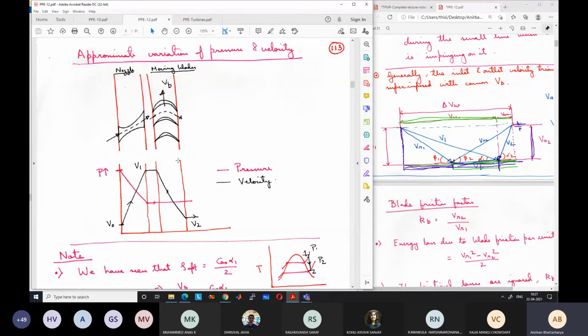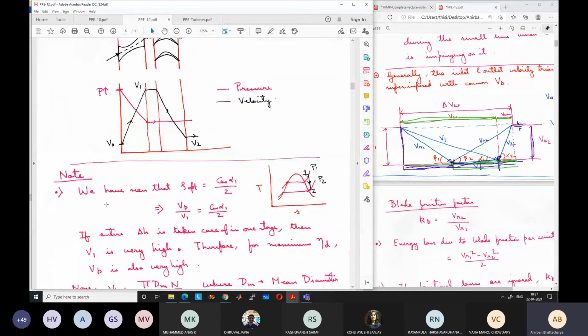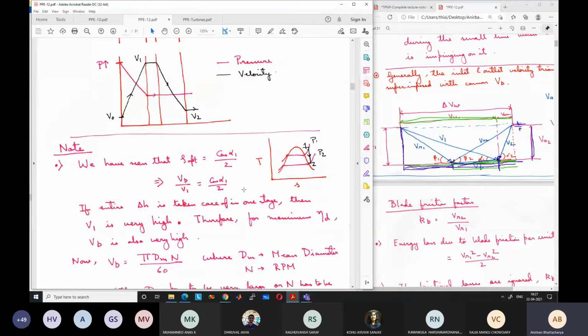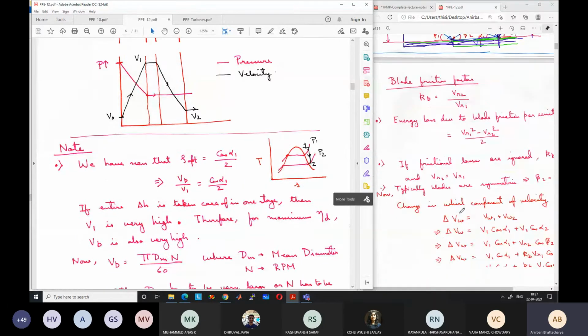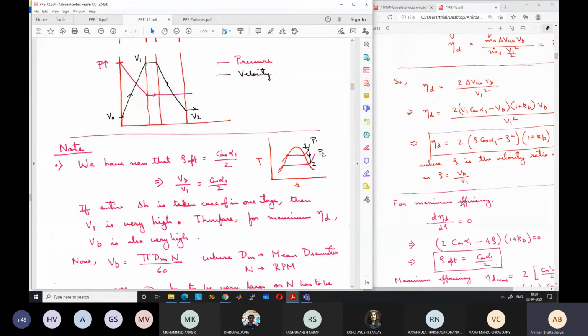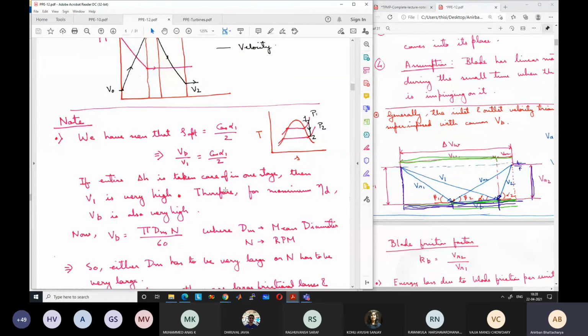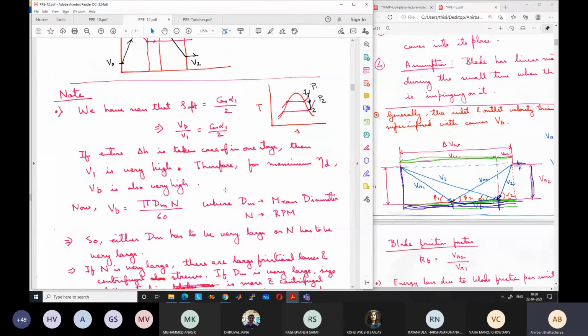So anyway, we have already obtained that rho optimum is cos alpha 1 by 2. Okay. This we had obtained just a few minutes back. Rho optimum is cos alpha 1 by 2. Okay. So VB by V1 is cos alpha 1 by 2. Okay. So now if there is a single stage, imagine that there is only a single stage. So single set of nozzles and single moving blade. The entire enthalpy change of the turbine.